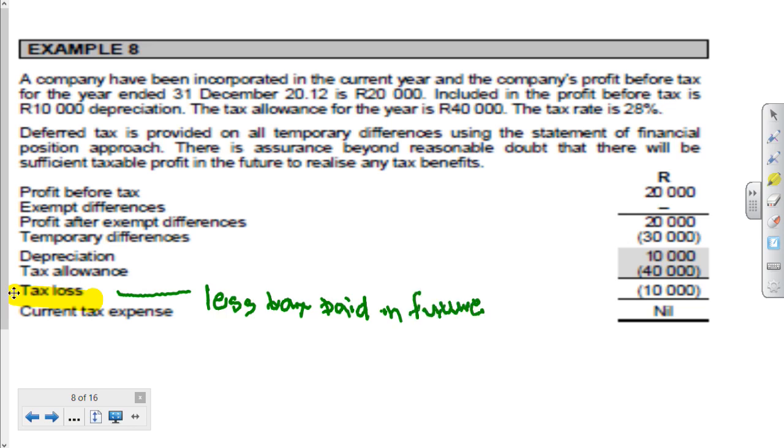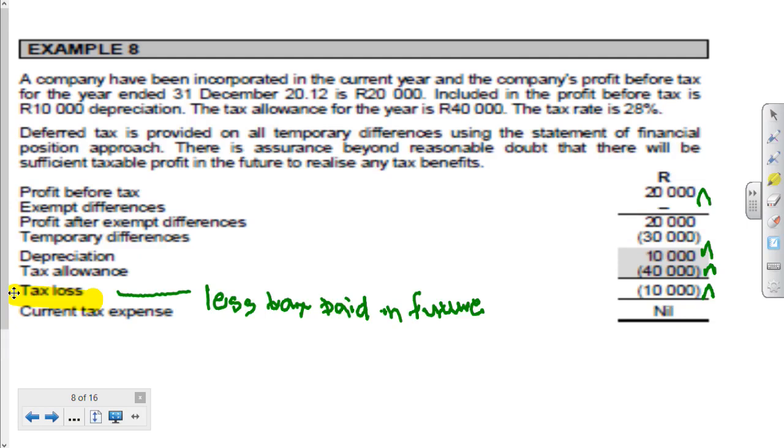So if we look at this example, they say to you, a company's been incorporated in the current year and the profit before tax was 20. Included in profit is 10 of depreciation and tax allowance of 40. So I start with profit of 20. Then I do the adjustment for depreciation and wear and tear. So I start with profit of 20, I add back the 10 and I deduct the 40 and I land up with a tax loss of 10.